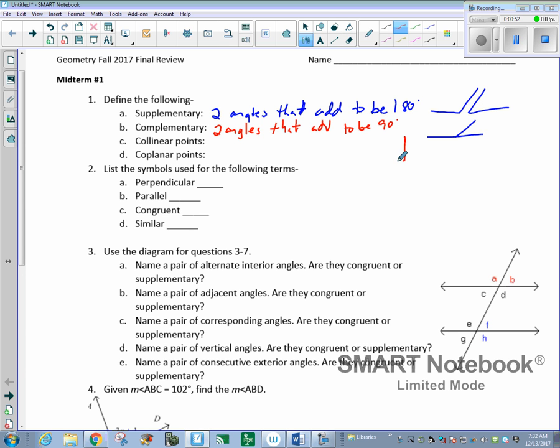So you can have two angles next to each other. You can have two angles that make a 90-degree angle, or you could have two angles that just have a total of 90 degrees. Collinear points are points on the same line. And coplanar points are points on the same plane.